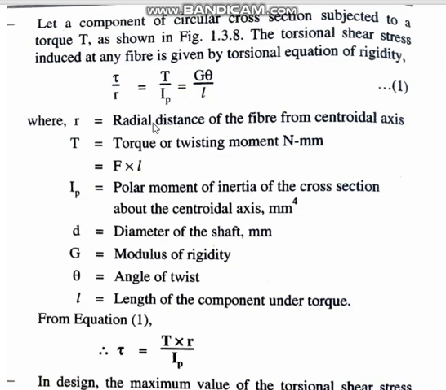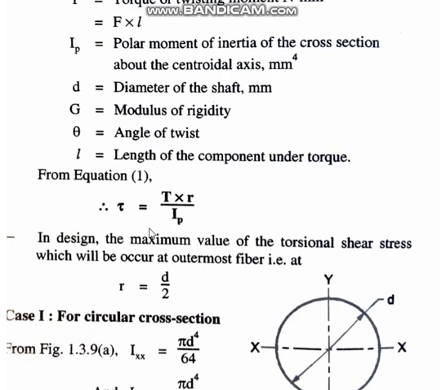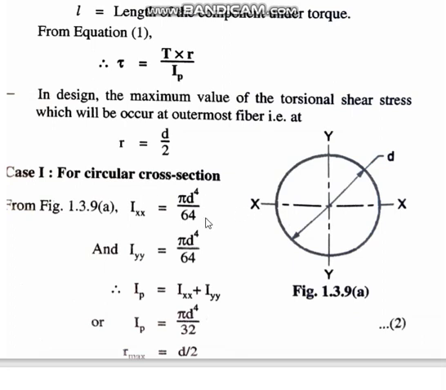So from this, taking the first two terms in this torsion equation, we can rearrange them like this. Tau is equal to torque into R by IP. This is the formula that we'll be using while designing a machine component which is subjected to torsional shear stress. And mostly torsional shear stresses are subjected to cross sections which are circular. Here we'll be seeing only circular cross section.